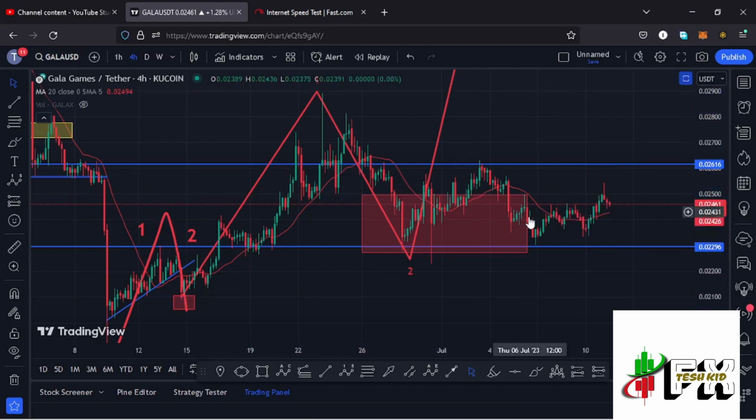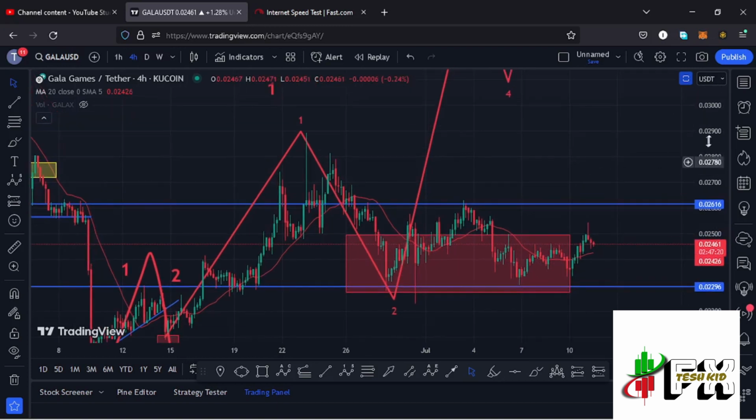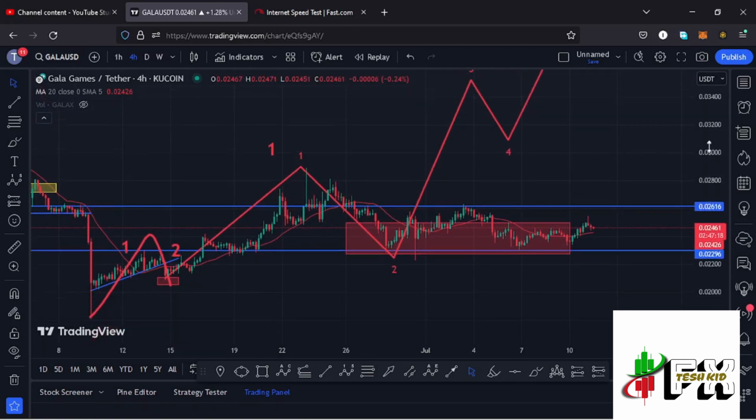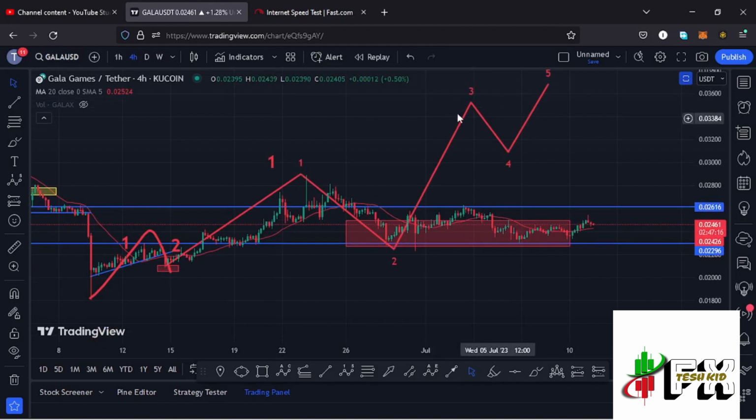And I'm expecting that Gala Games is going to give us a very nice reaction of this target area, since we have fully maximized the target area, suggesting that there are chances that the low for that second wave is now in, and soon we could start an impulsive wave in the formation of this wave 3.